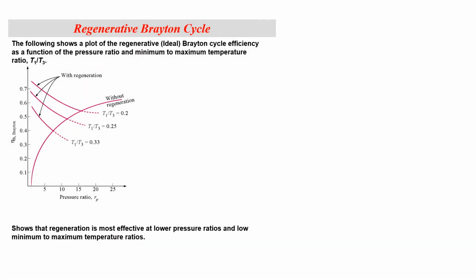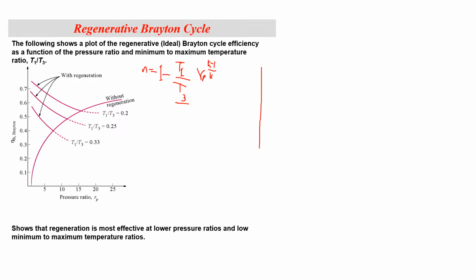Okay, so in the last slides we saw that there is a general increase in efficiency if we add a regenerator to a regular Brayton cycle, and we also saw the equation go to 1 minus T1 by T3 multiplied by Rp to the power K minus 1 by K. So the first thing you can see is that the higher the number we have for T1 by T3, the less effective the regenerator would be. Obviously, the lower the ratio of T1 by T3 is, the better.